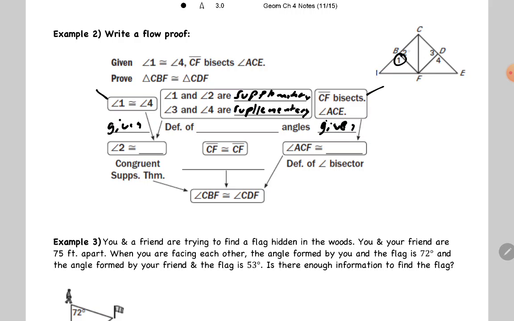But anyways, let's look at 1 and 2 and 3 and 4. So notice that angle 1 plus angle 2 adds up to a straight line. That means they're supplementary. Supplementary means they add to 180. Okay, this is the definition of linear pair angles, or supplementary angles. Yeah, I'm just going to say supplementary angles.